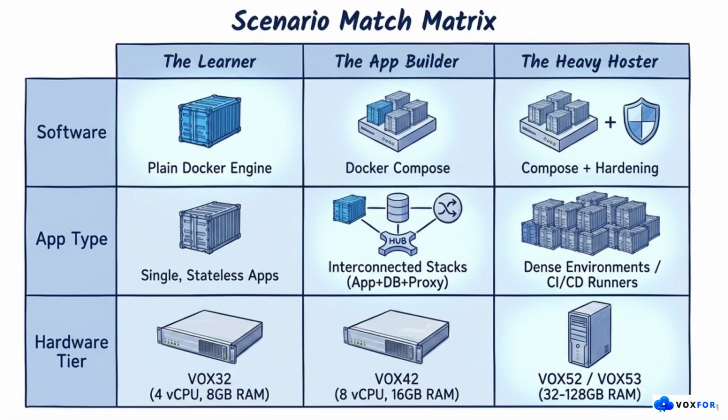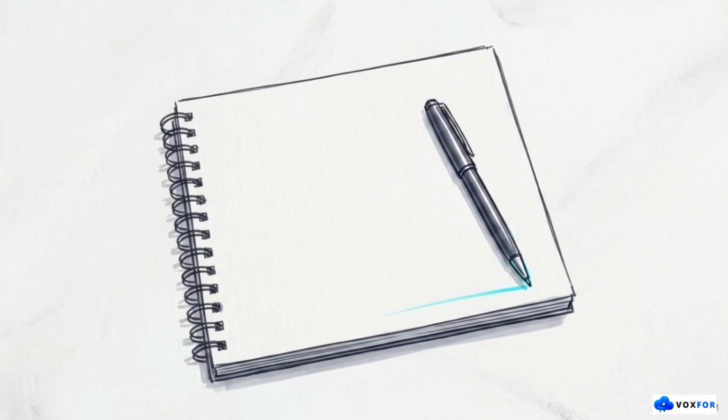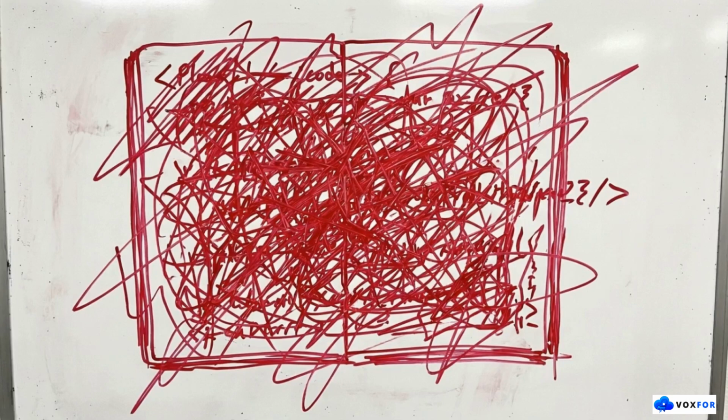Third is the heavy hoster, managing self-hosted CI or dense environments, requiring Compose with strict hardening on a Vox52 or higher. There is a final rule of thumb regarding your deployment documentation and operational friction. If your personal deployment notes mutate into a massive paragraph of run flags, you have definitively outgrown the command line. Stop using plain Docker at that exact tipping point and immediately move to Compose.